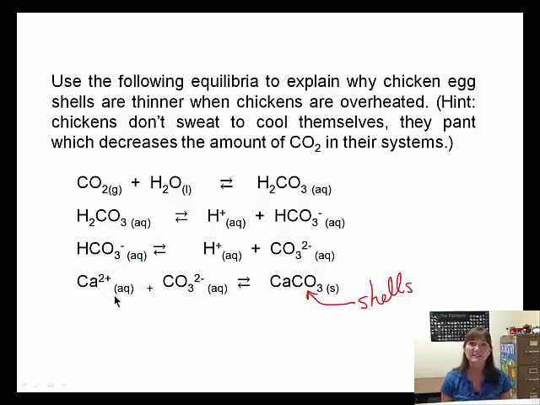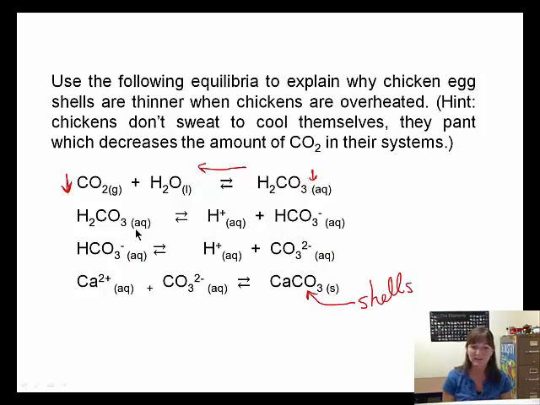Okay, so when the chicken starts to pant, that causes the carbon dioxide levels to decrease inside the chicken. So if we look at this very first equilibrium, where carbon dioxide and water make carbonic acid at the same rate carbonic acid is making carbon dioxide and water. If I stress the system by decreasing the carbon dioxide, this first equilibrium is going to shift which way? And hopefully you said it's going to shift left because it wants to make more carbon dioxide. Well, when it shifts left, that is creating more carbon dioxide, but it's also decreasing the amount of carbonic acid. So the carbonic acid concentration is going to decrease because this reaction is moving left.